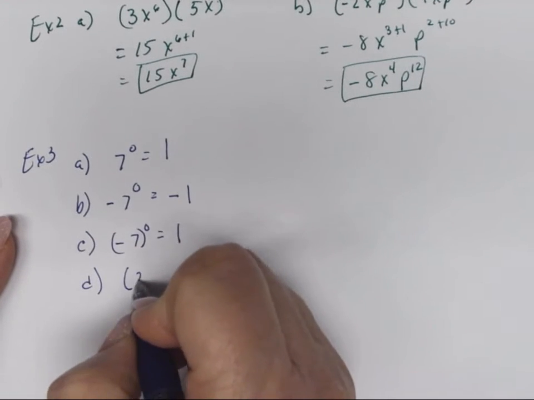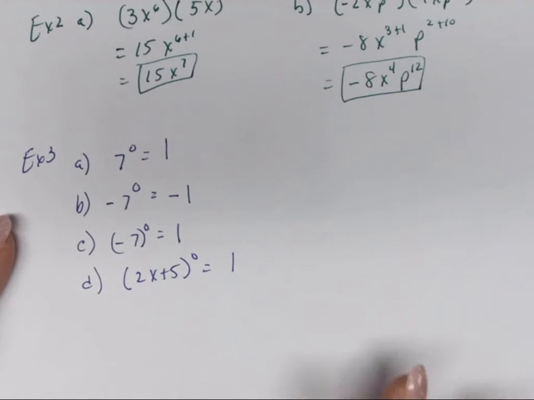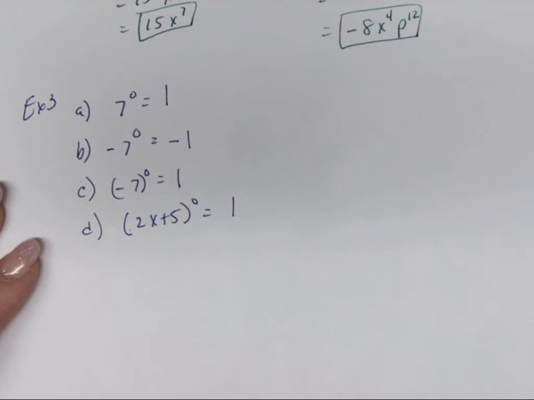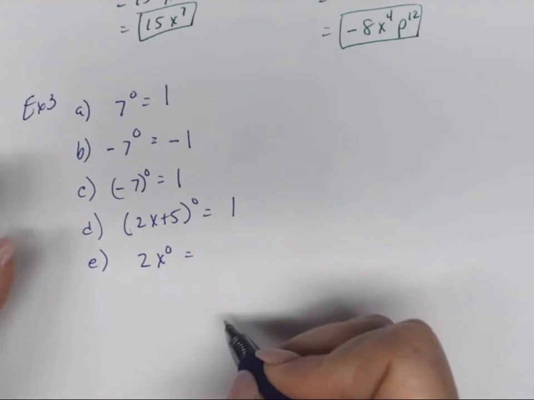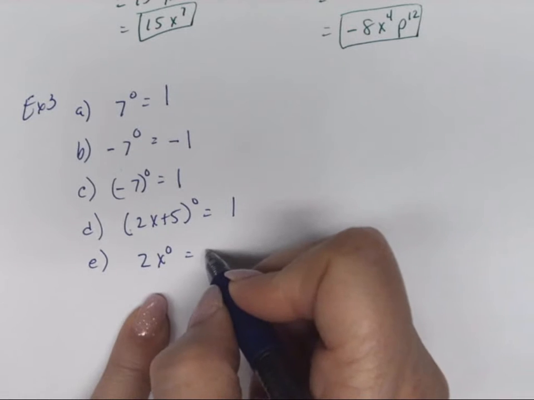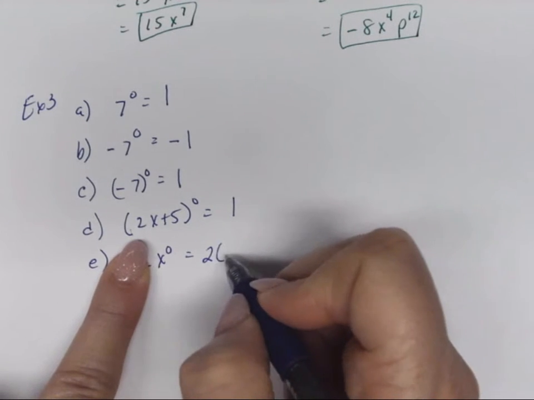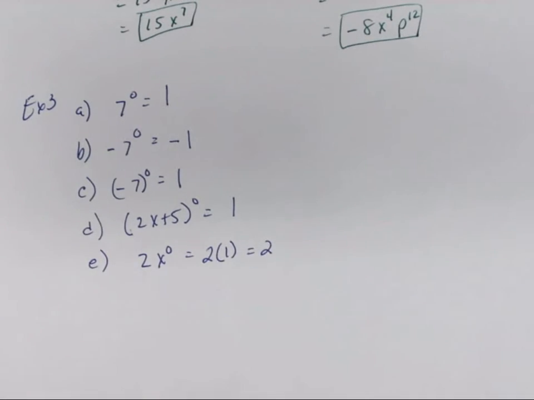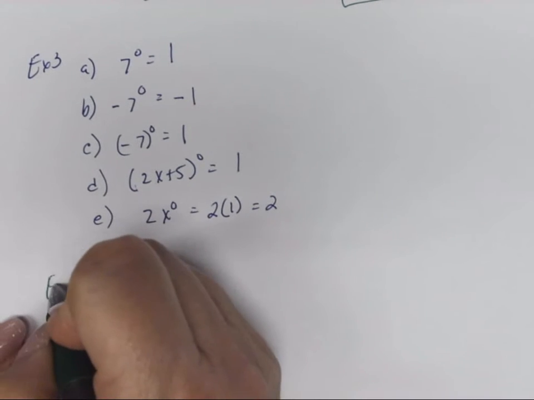We can have something that looks like 2x plus 5 to the 0, and that'll be equal to 1. The whole thing is raised to the 0, so it's just 1. And then we can have something that looks like this. Well, the only thing being raised to the power is the x, so the 2 is sticking. And then x to the 0 is 1, so 2 times 1 will get you 2. All right, let's look at some more exponents.